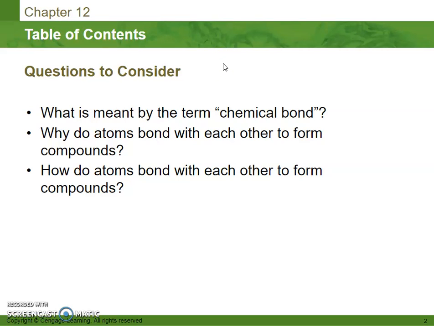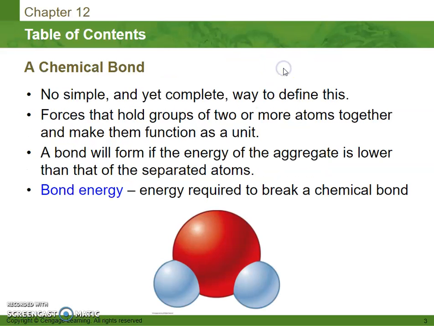Questions to consider about the chapter. What is meant by the term chemical bond? Why do atoms bond with each other to form compounds? And how do they bond to form those compounds?